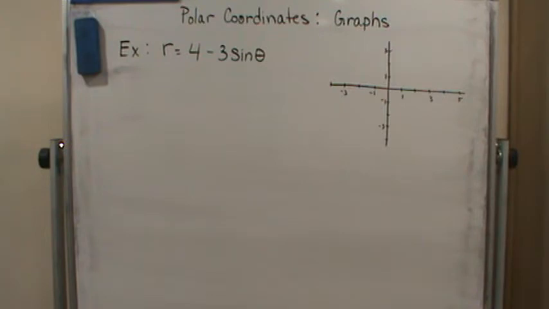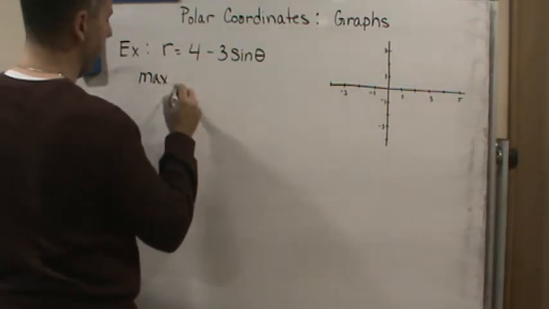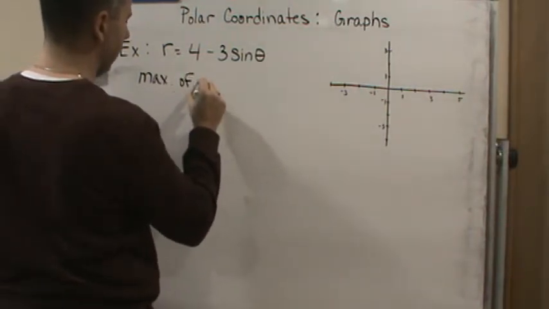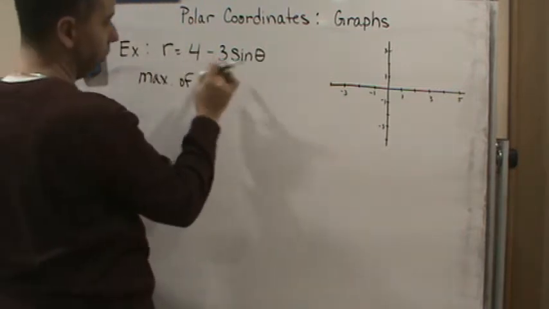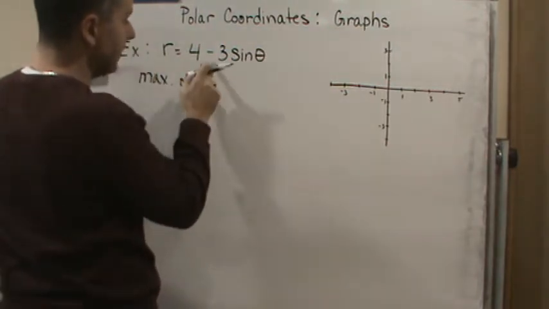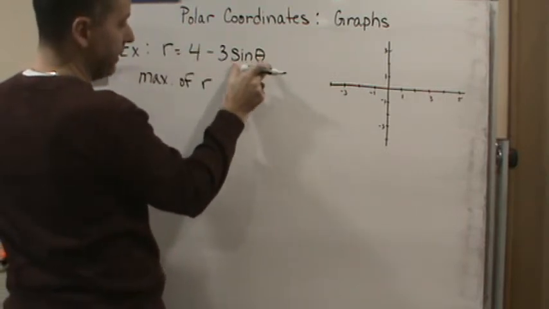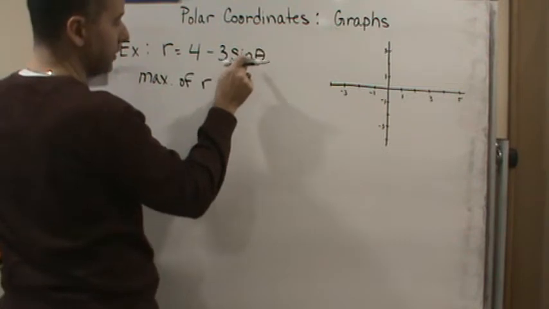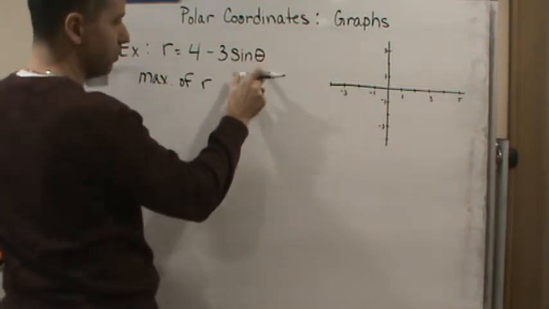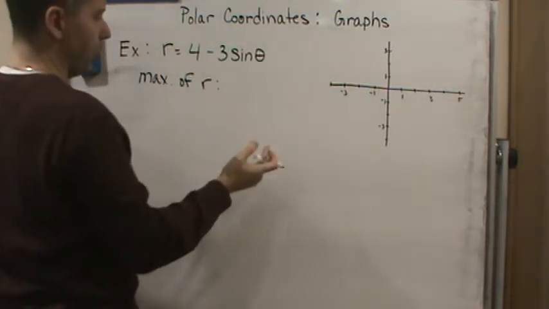Let's find the maximum value. Okay, so maximum value of r. Well, again, the maximum value of r will happen when, in this case, we're subtracting off 3 times this. So r is going to be the biggest when this is the smallest, because we'll be subtracting off the smallest value. So when is this the smallest? When it's 0. So when is sine of theta 0?